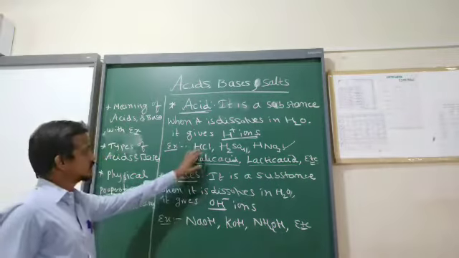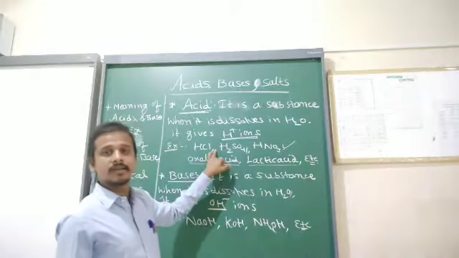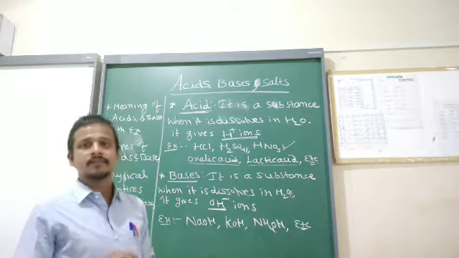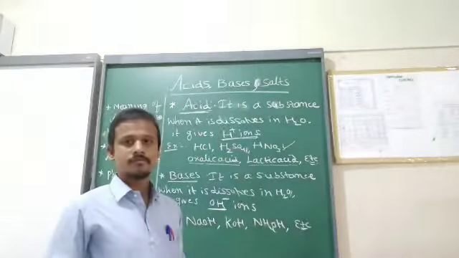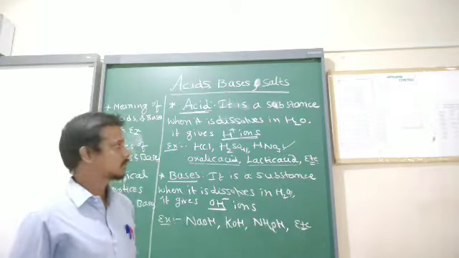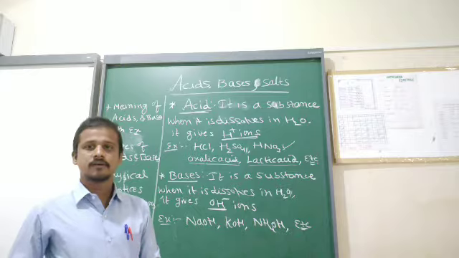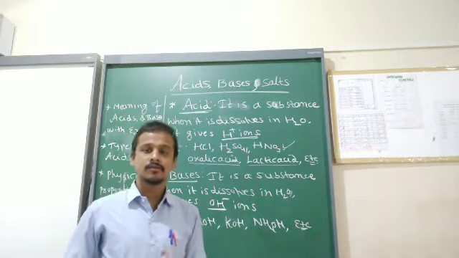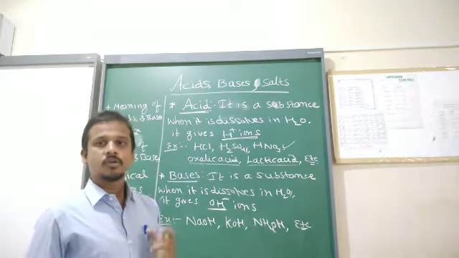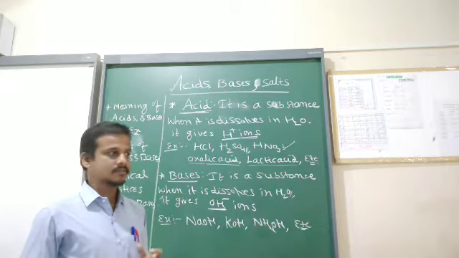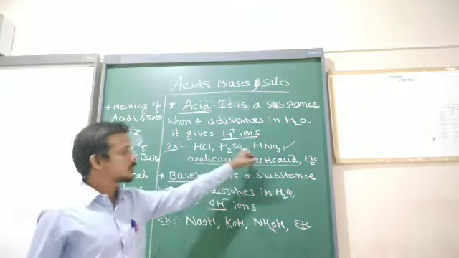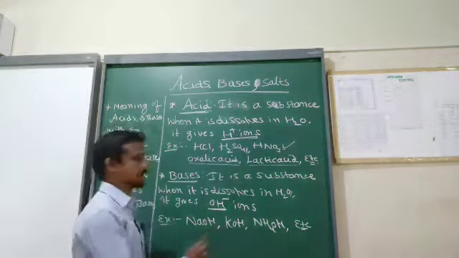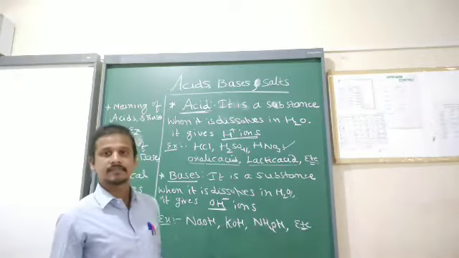Next, inorganic acids. Inorganic acids are HCl, H2SO4, HNO3. Again, inorganic acids can be classified into two categories. One is strong acids and another is weak acids. Which acids come under strong? These three all come under strong acids. Then what are the weak acids? Weak acids include acetic acid.